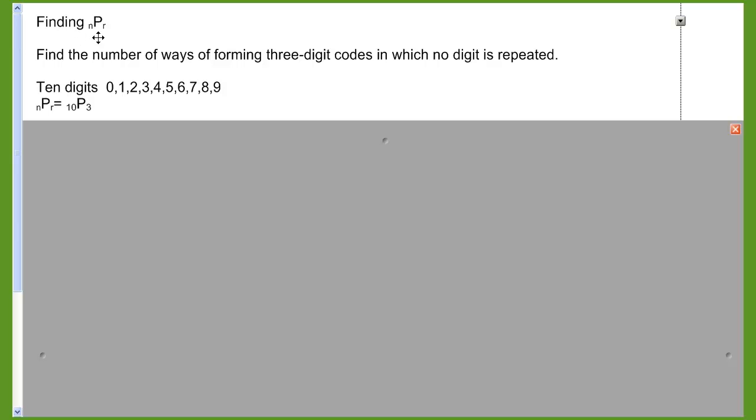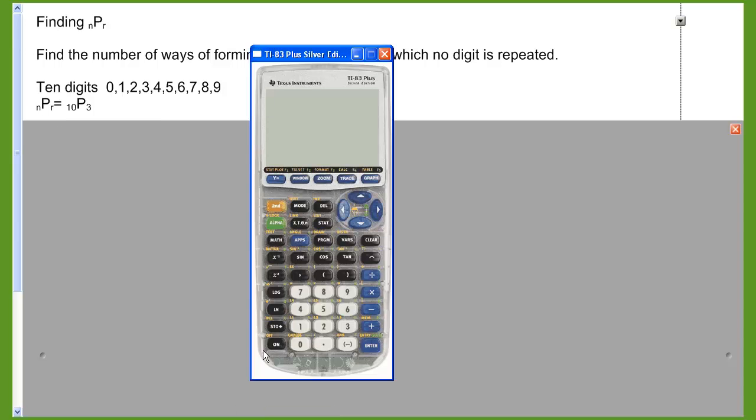N is the objects you're given, R is the objects you're going to take, how many at a time. And here it says find the number of ways of forming 3-digit codes in which no digit is repeated. So I want to know numbers. So I've got 10 digits, the numbers 0, 1, 2, 3, 4, 5, 6, 7, 8, and 9. I want to use them 3 at a time, so I'm going to do the permutation of 10 objects taken 3 at a time. So I'm going to pull the calculator up so you can take a look at that.